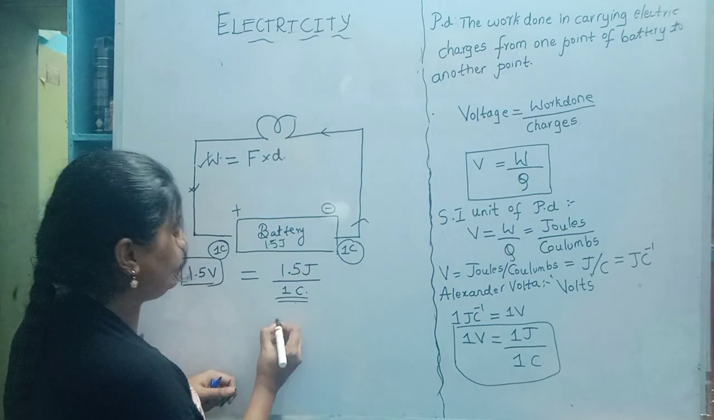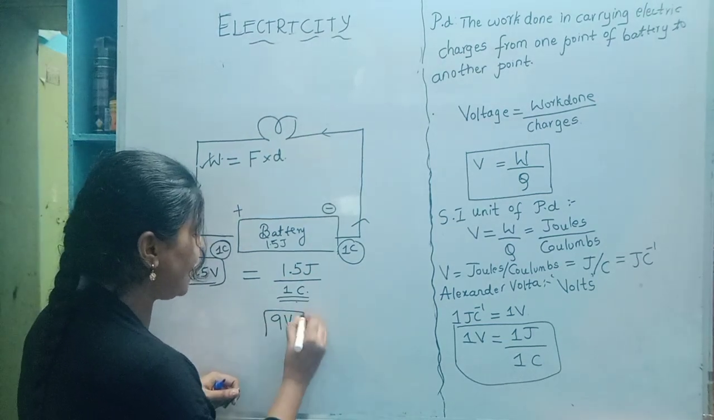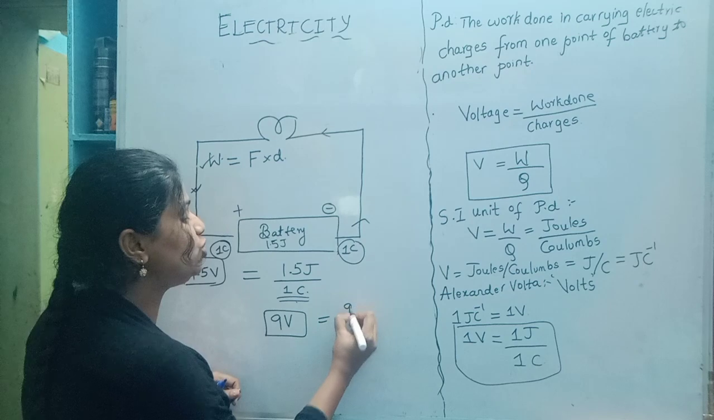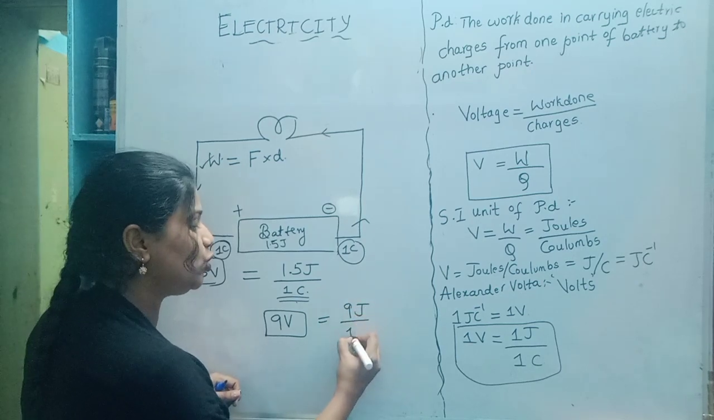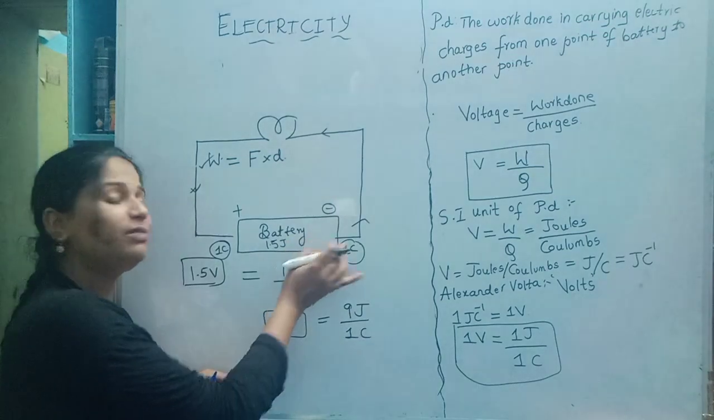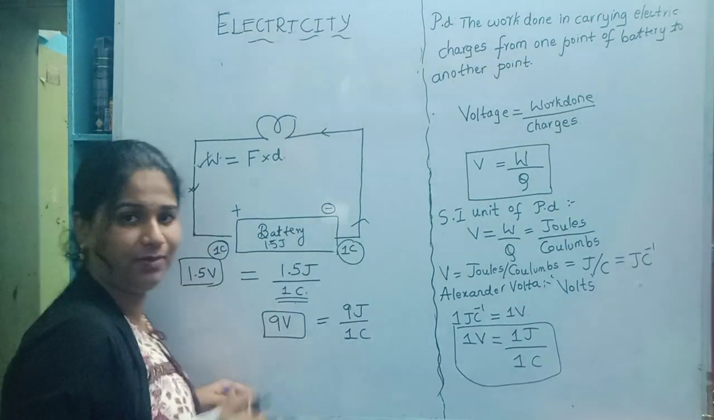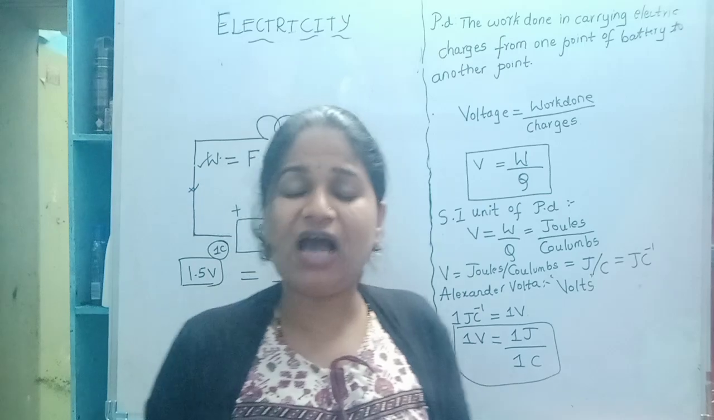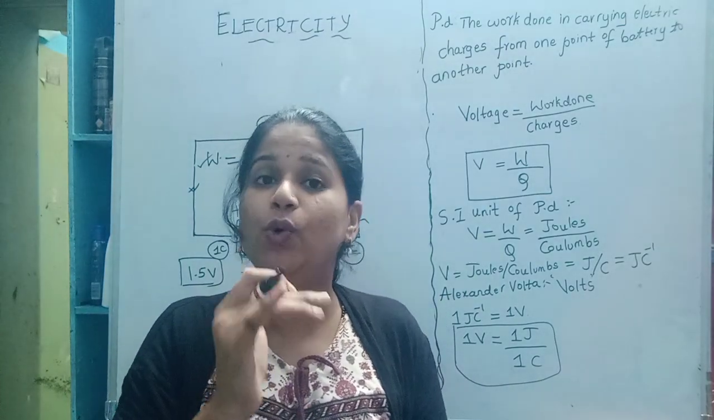Let us take 9 volt. So what is this 9 volt? That is 9 joules of work done to carry 1 coulomb of charge from one terminal of a battery to the other terminal. So these are the examples of how we have to define the volts.